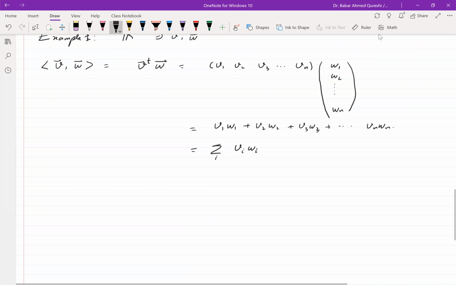Now we have to check, why is this really a scalar product? It's defined for any set of vectors. First you have to make sure that it is defined for any set of vectors. Well, obviously it is. It gives you a number. This is just one number.